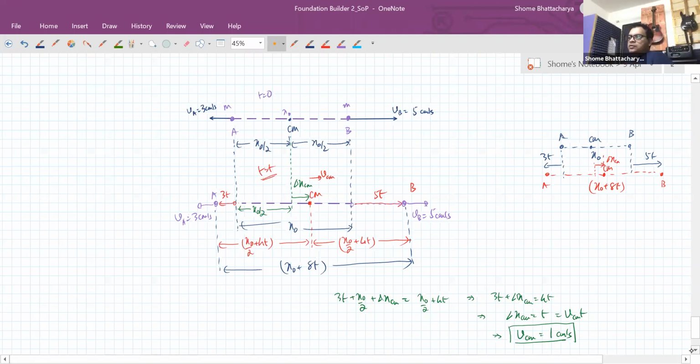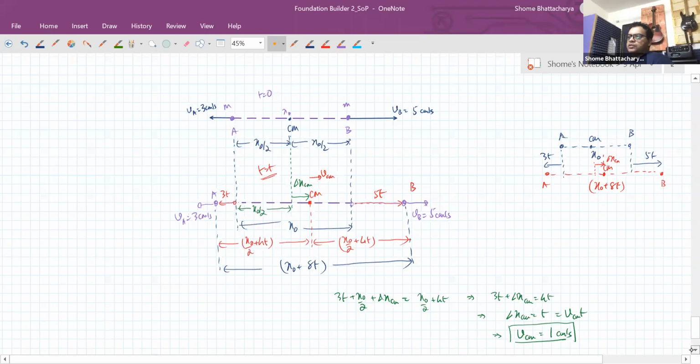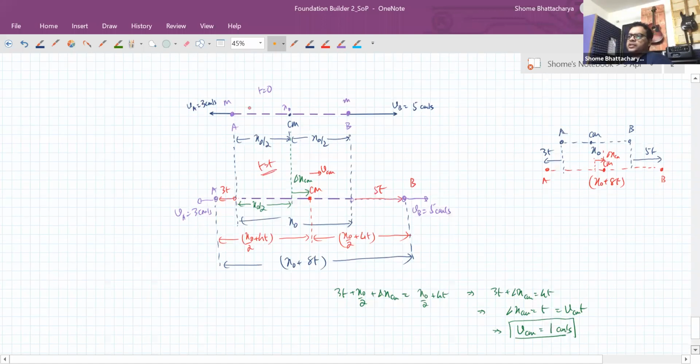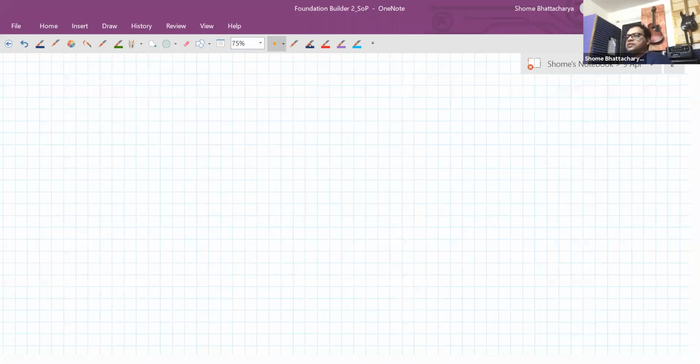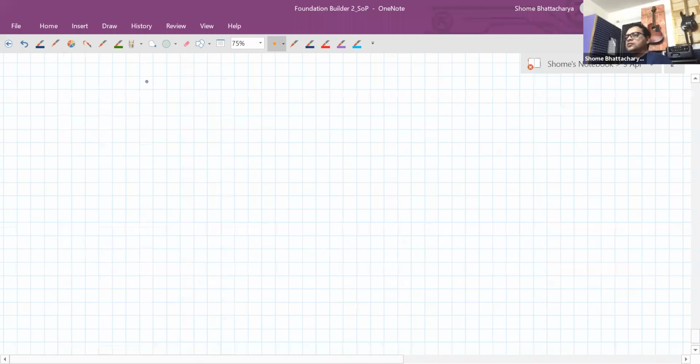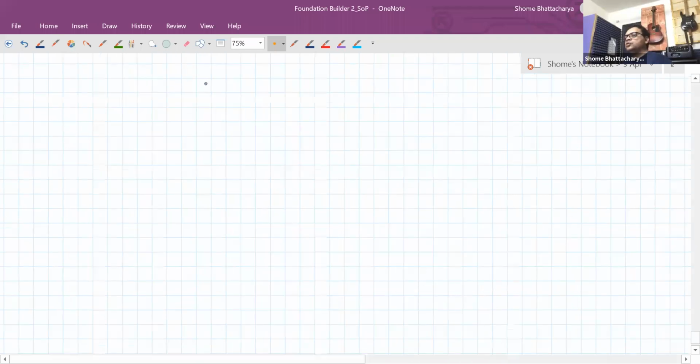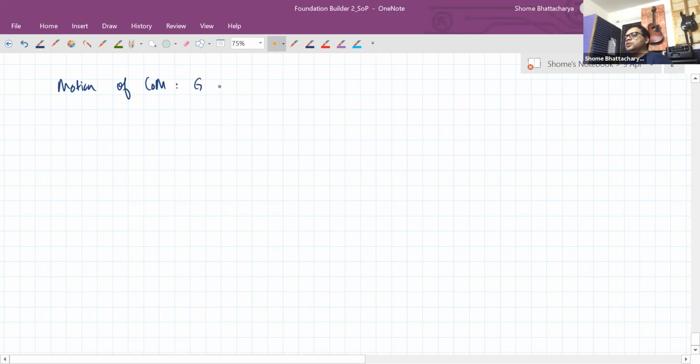So as you can see, if there is more complication in the direction of velocity and all that, this type of geometrical calculation is going to become more tricky, right? So we have to develop a better formula-based method. So now let us understand, back to motion of center of mass in general, how to develop the general formulae.